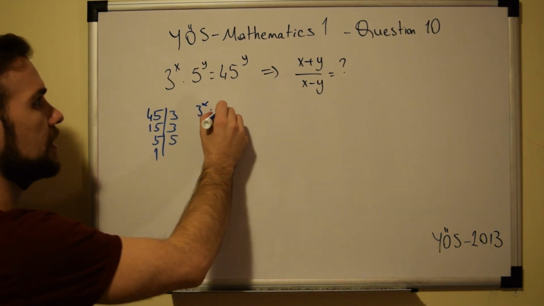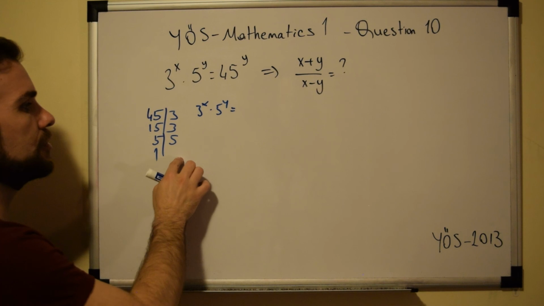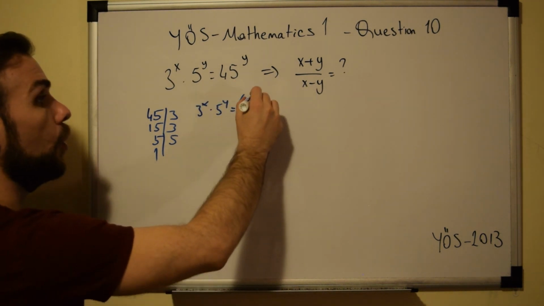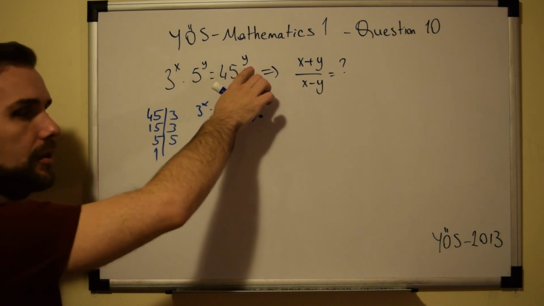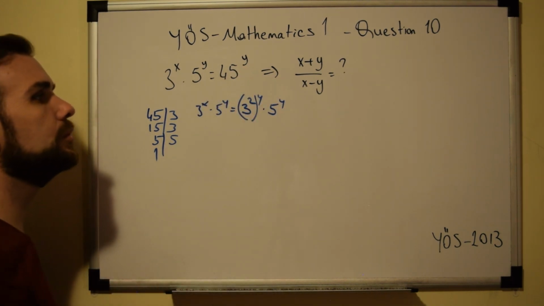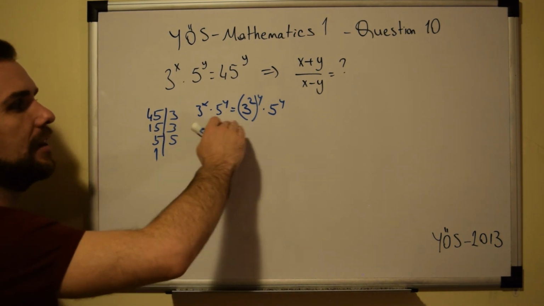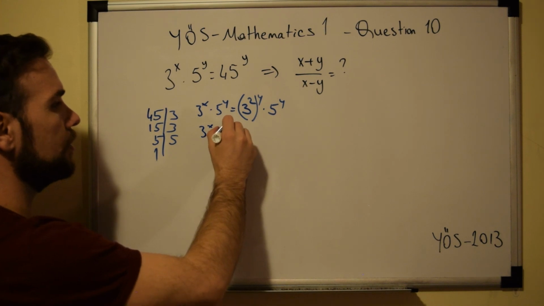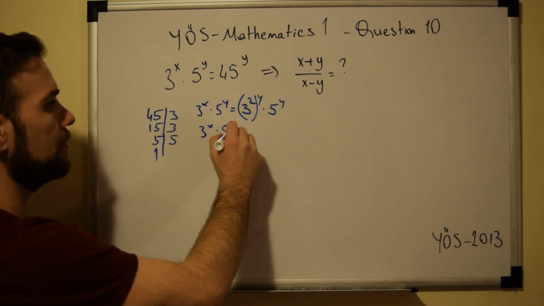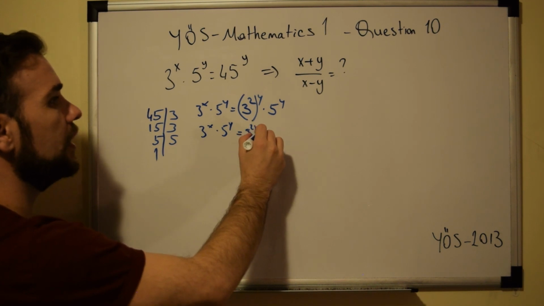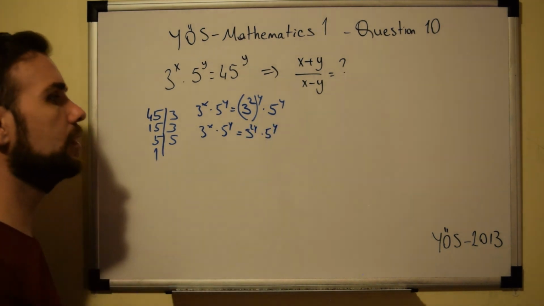So we have 3 to the power of x times 5 to the power of y, which is equal. So we can write 45 as 3 to the power of 2, all to the power of y, times 5 to the power of y. What did we do now? We now managed to have the same bases on both sides. So here we have 3 to the power of x times 5 to the power of y, which is equal to 3 to the power of 2y times 5 to the power of y.